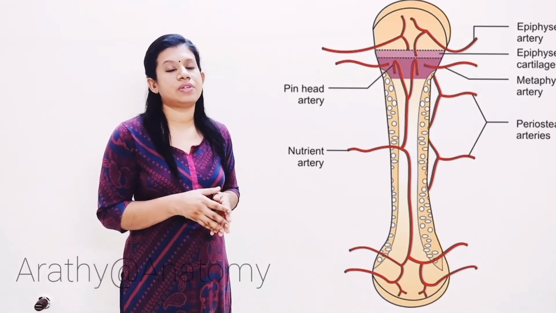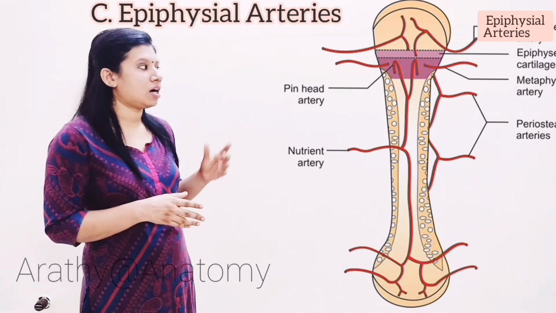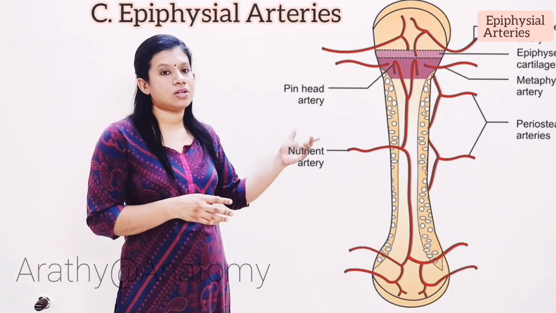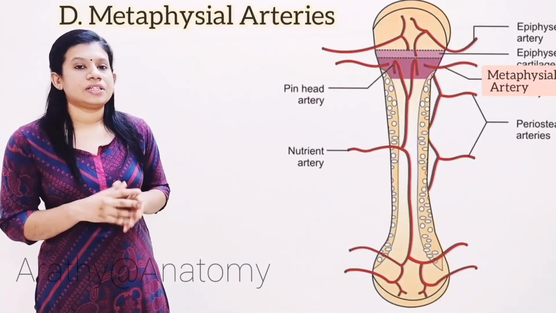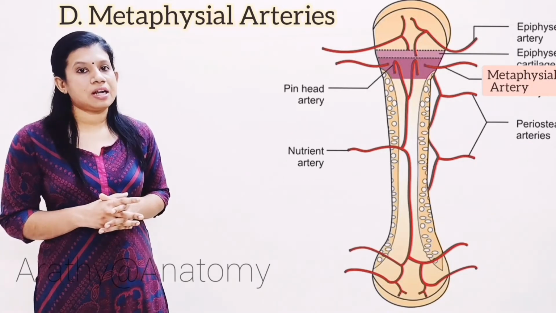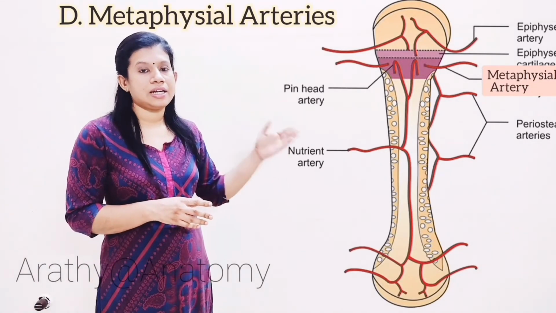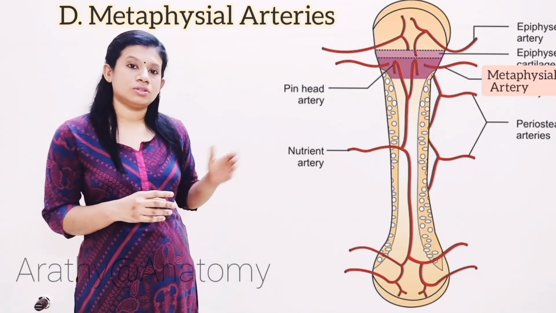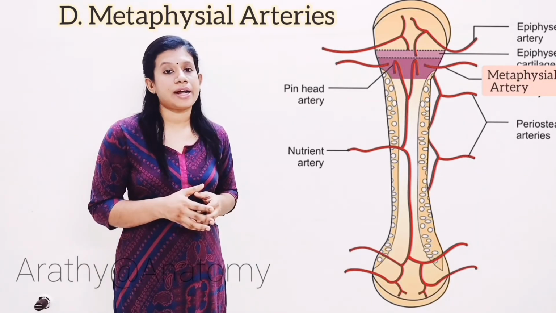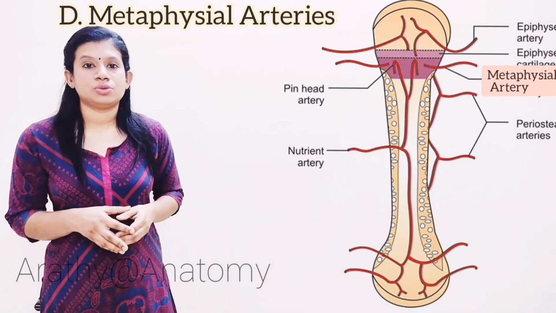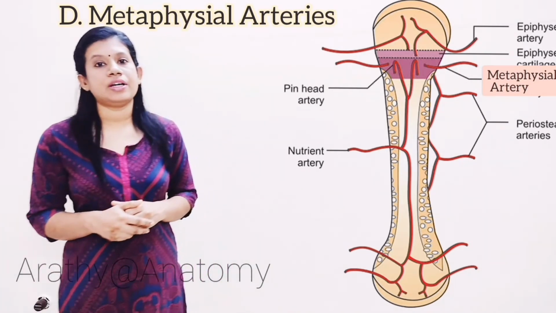Now moving on to the next one, that is called the epiphyseal artery. Epiphyseal arteries are derived from periarticular vascular arcades which are present on the non-articular bony surface. Okay, now the last one, that is the metaphyseal artery. The metaphyseal arteries are derived from the neighboring systemic vessels. This metaphyseal artery enters the metaphysis, and it reinforces the metaphyseal branches of the primary nutrient artery. So that's all about the arterial supply of a long bone.